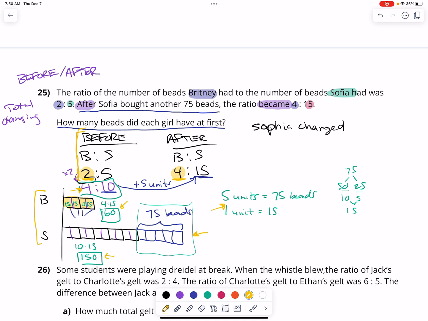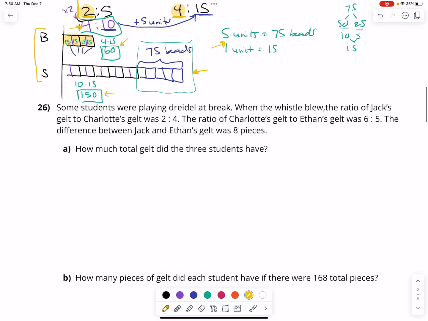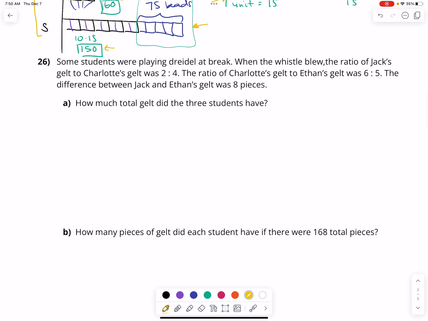So looking at question 26, some students were playing dreidel at break. When the whistle blew, the ratio of Jack's gelt to Charlotte's was 2 to 4. The ratio of Charlotte's to Ethan's was 6 to 5. The difference between Jack and Ethan was 8.